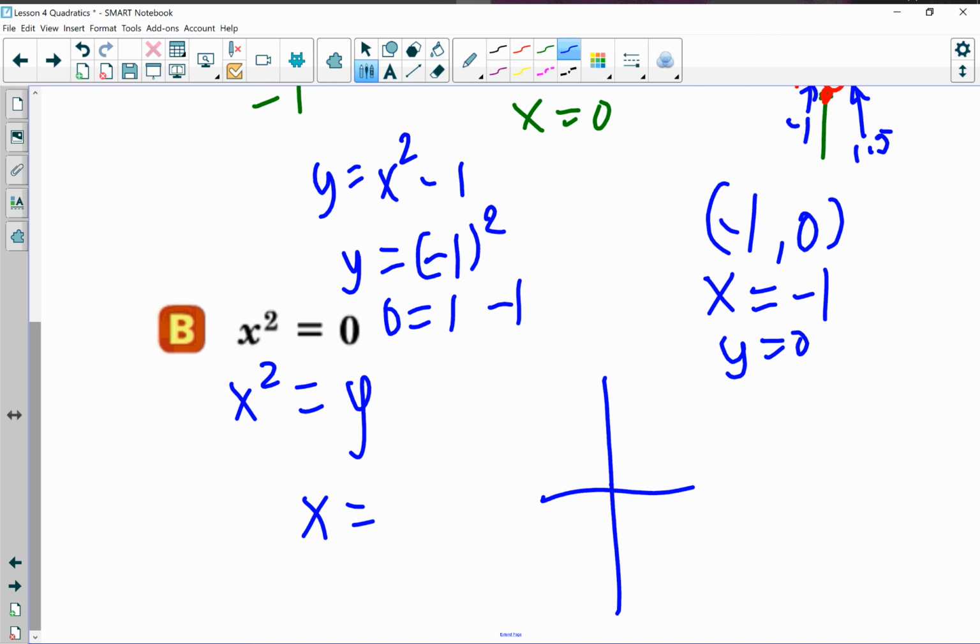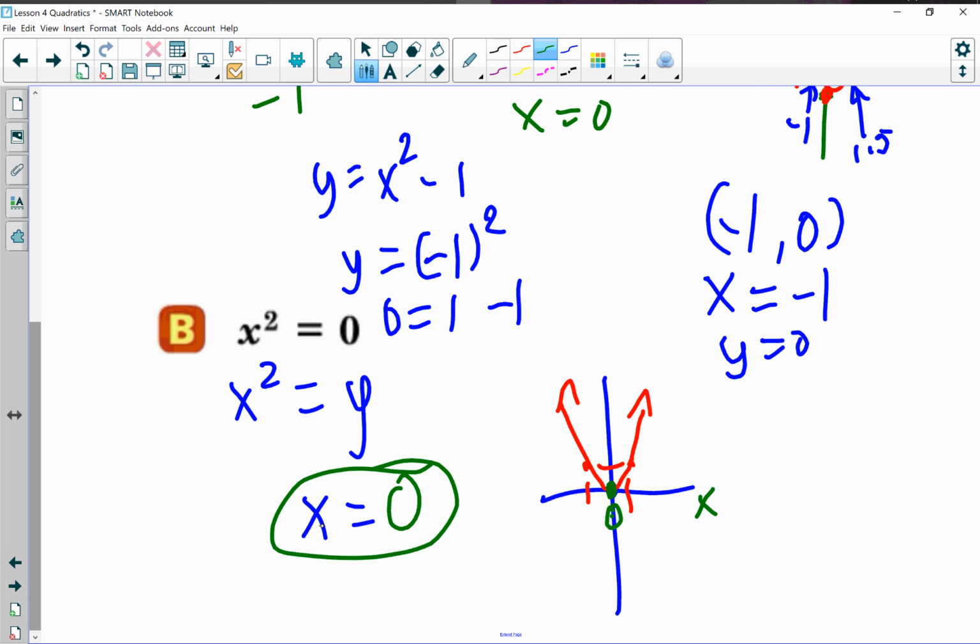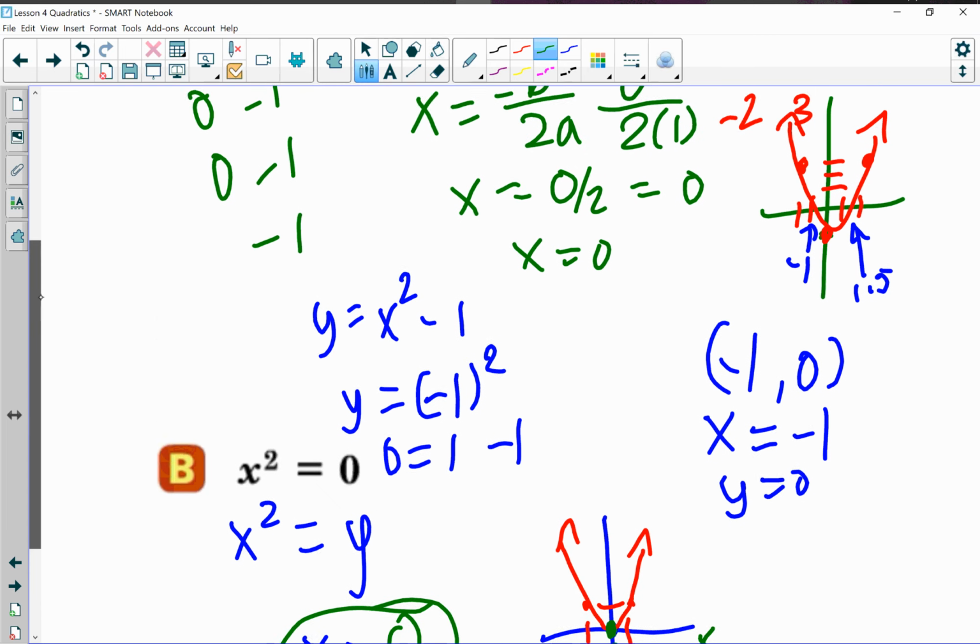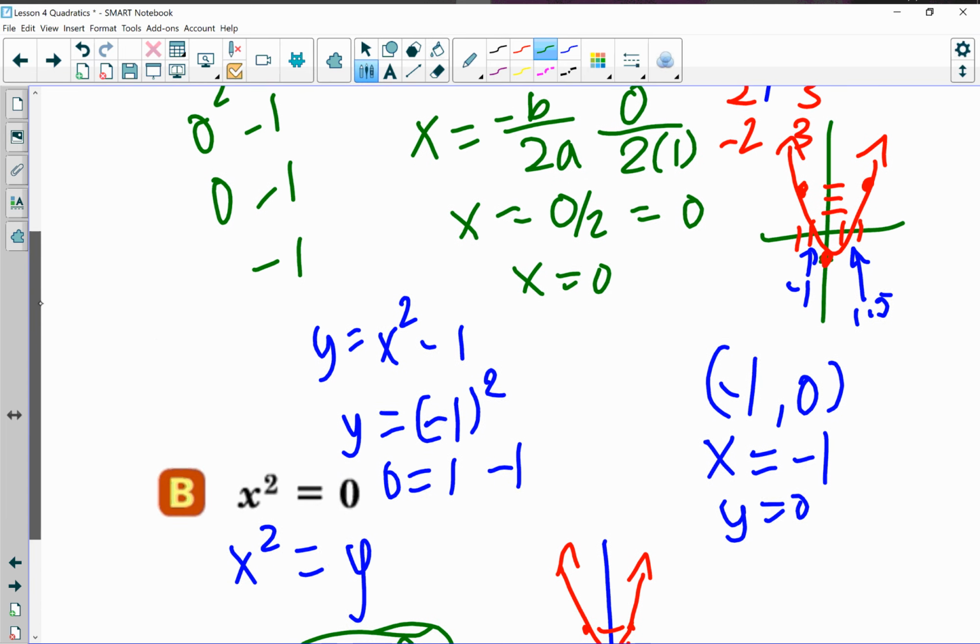Plug in a number, we get 0, 0. Plug in 1, we get 1. Plug in -1, we get 1. So here's our graph. We're looking at the graph for our answer, and our answer is where it crosses the axis, and that is at that x value of 0. So at x equals 0, it crosses the x-axis. So there's our solution. Our solutions are where it crosses the x-axis, which are called x-intercepts.